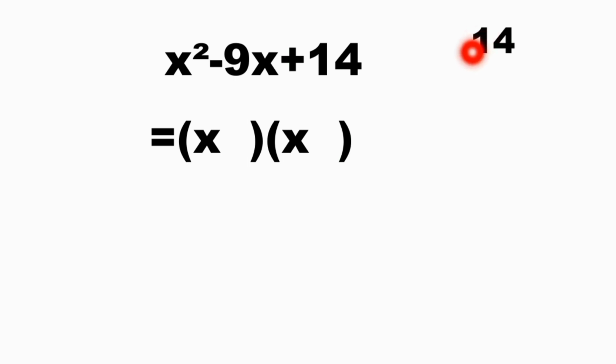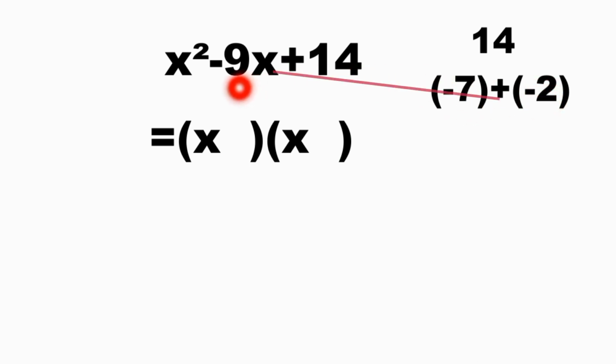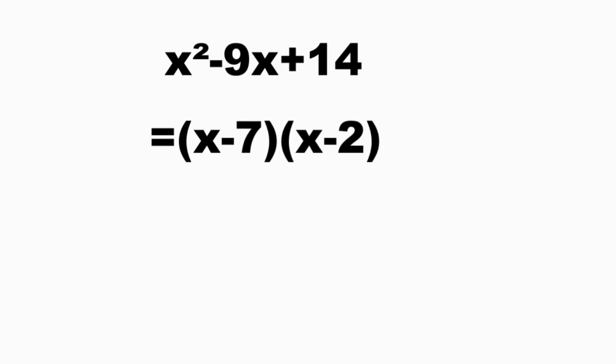Factors of 14, if you analyze, we cannot have negative 14 times negative 1, since if you add this one, it will give an answer of negative 15. But if you have the factors negative 7 times negative 2, it will give positive 14, and if you add negative 7 plus negative 2, it surely gives you negative 9. So the factors that we are looking for are the quantity x minus 7 times the quantity x minus 2.